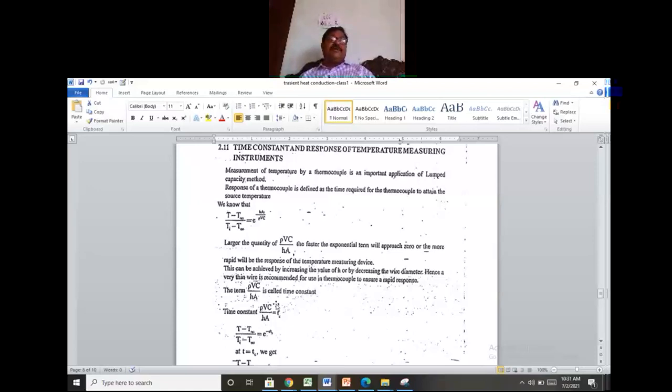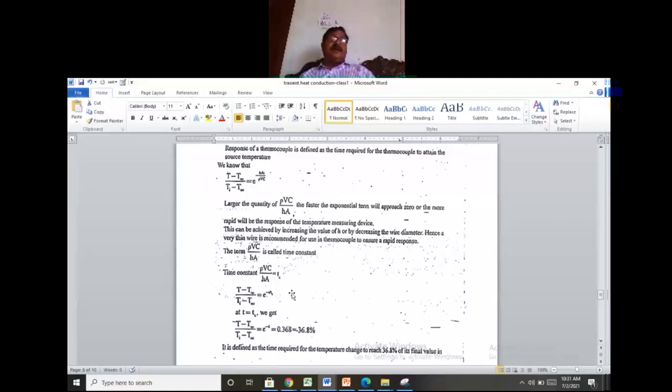The term rho Vc by hA is called the time constant. The time constant rho Vc by hA is equal to Tc. T minus T infinity divided by Ti minus T infinity is equal to e to the power of minus t by Tc. When t is equal to Tc, we get T minus T infinity divided by Ti minus T infinity equal to e to the power of minus 1. It becomes 0.368, that is 36.8%.